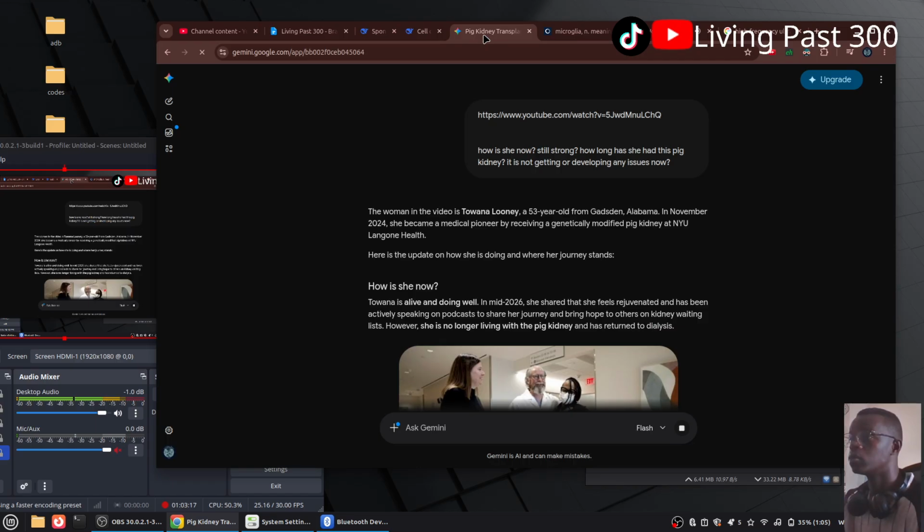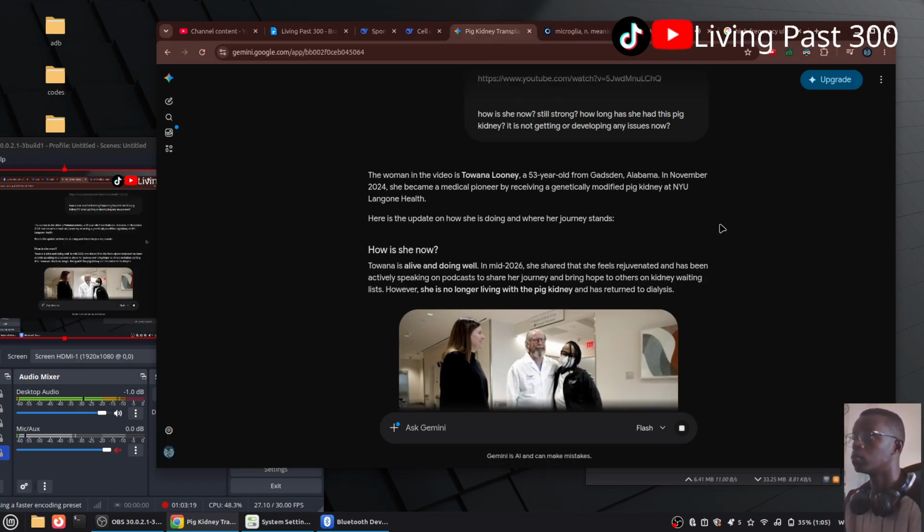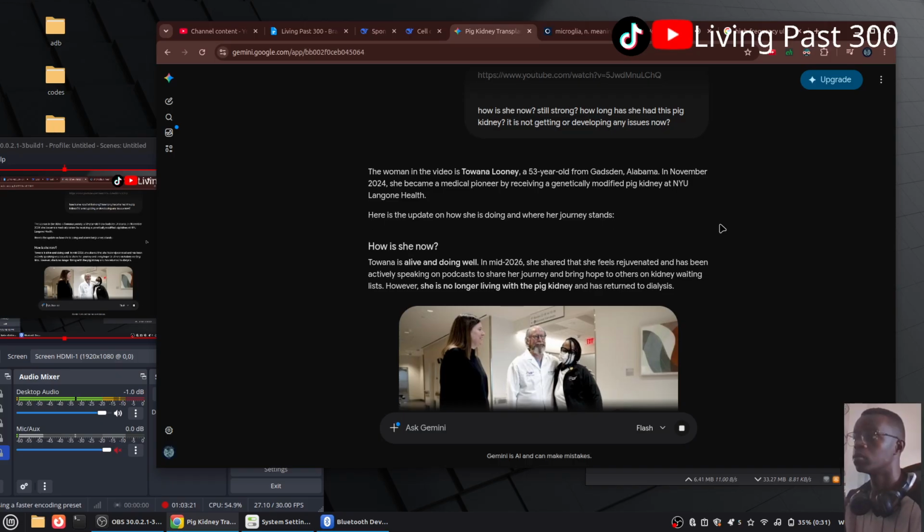And doctors say Looney is still being monitored, but is doing incredibly well. The next big step is for the FDA to approve human clinical trials, and if that goes well, these procedures could expand on a wider scale.